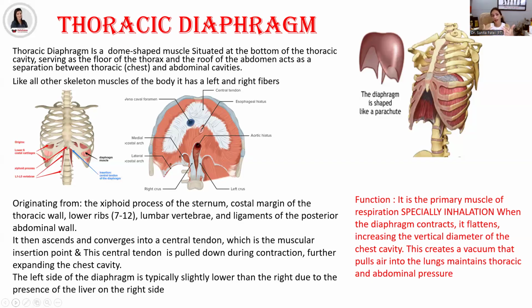We also understand that the right side of the diaphragm is slightly higher, and the left side is slightly lower, because of the presence of the liver and lungs. The right side needs more space. So this is what we simply understand.